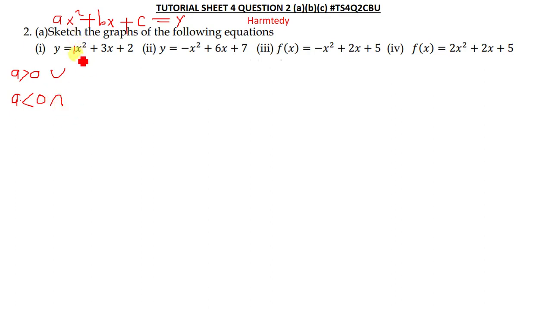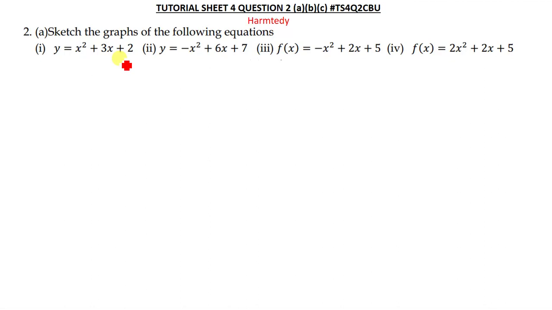In this case, when you look at the coefficient of x squared, it's 1, which is greater than 0. So it's going to have a minimum value, and our graph is expected to come out like that. So let's quickly start sketching. How do you sketch?